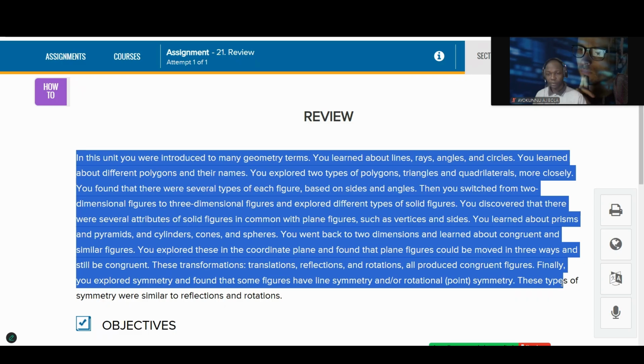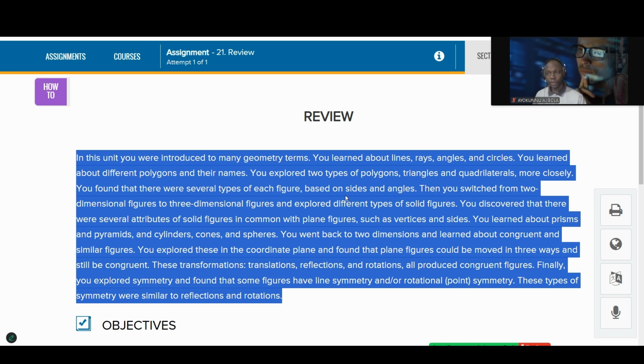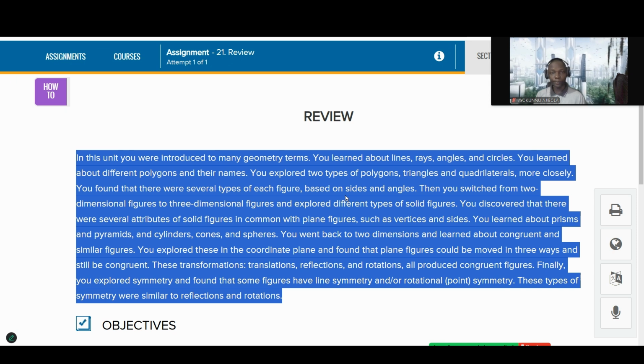So this is just the introductory part of this review, trying to state some of the things that we've learned. Introduction to geometry terms, about lines, about rays, about angles and circles. We also learned about different polygons and their names, such as hexagon, nonagon, and so on.